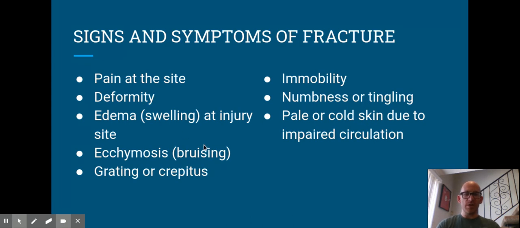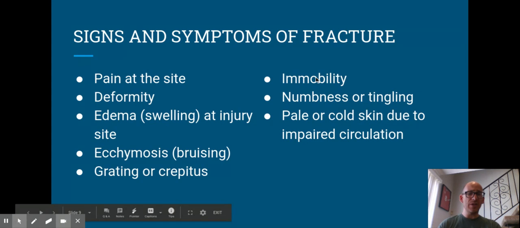Ecchymosis, which is a great word, that just means bruising around the site. Again, by itself, that's not going to tell you that you have a break. It's going to be with some of the other things. Grating or crepitus is a really good sign of a broken bone. This is where you can feel along the bone to check for pain, and if you feel or hear a grating sound upon movement, that's crepitus. That grating sound is not present unless there is a fracture. So crepitus actually is present in another situation. But crepitus is usually a really good sign of fracture.